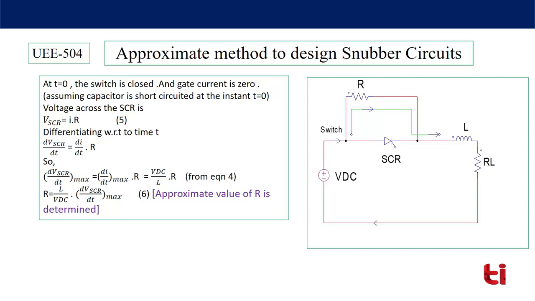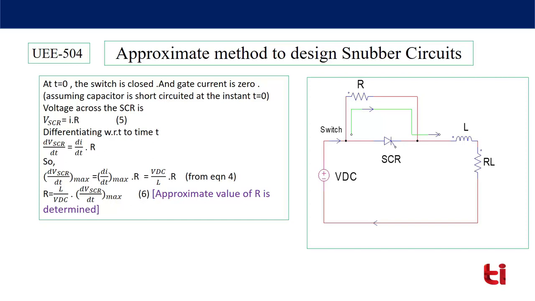So dVSCR dt maximum is equal to dIdt maximum into R, and dIdt maximum value we have already found out, that is equal to VDC by L from equation number 4. So R is equal to L by VDC into dVSCR dt maximum.